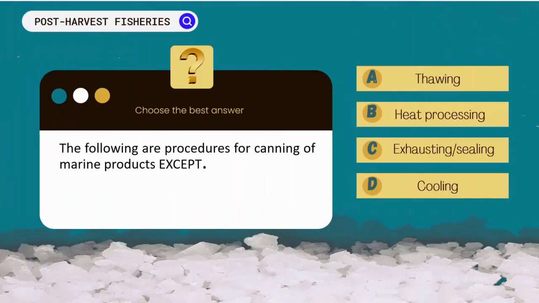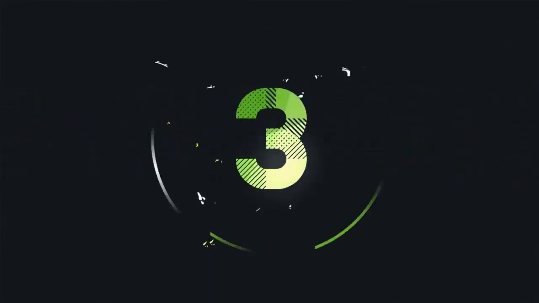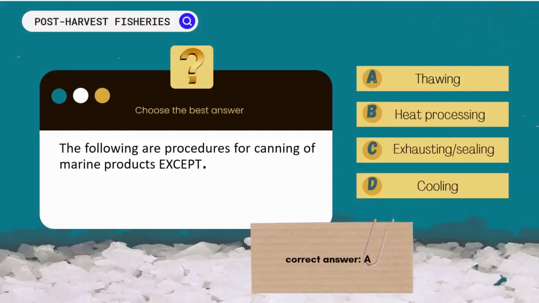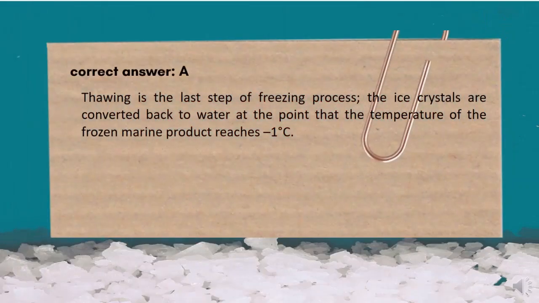The following are procedures for canning of marine products except A. Thawing. B. Heat processing. C. Exhausting, sealing. D. Cooling. The correct answer is A. Thawing is the last step of the freezing process. The ice crystals are converted back to water at the point that the temperature of the frozen marine product reaches -1 degree Celsius.